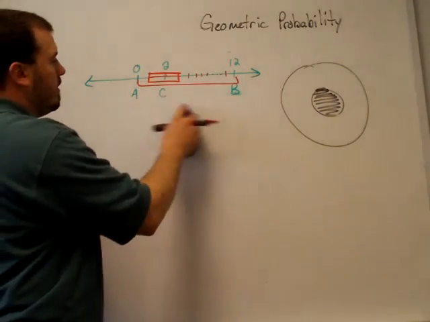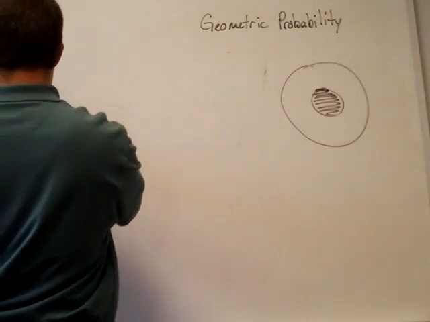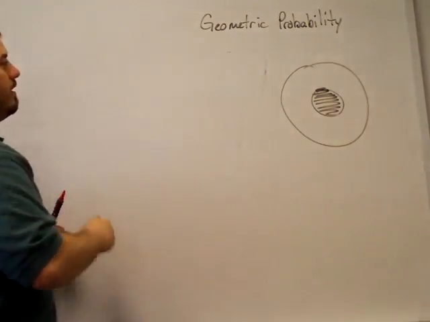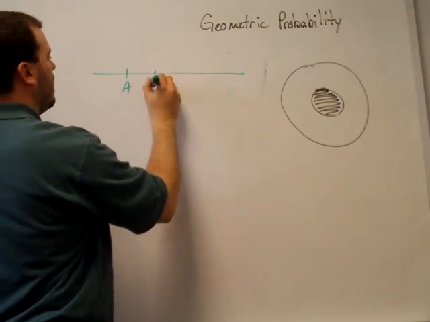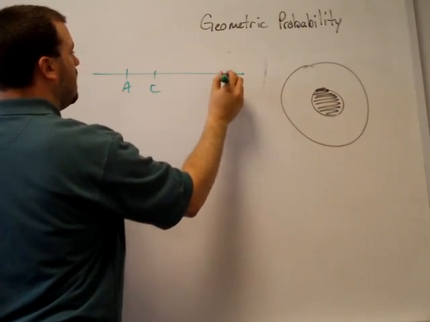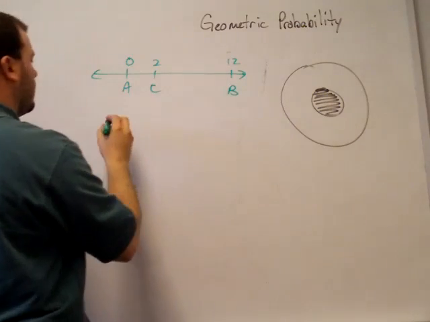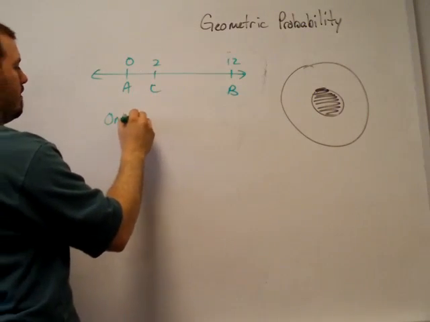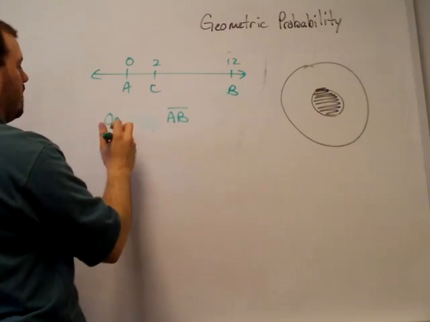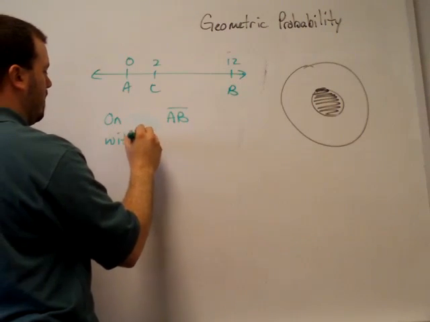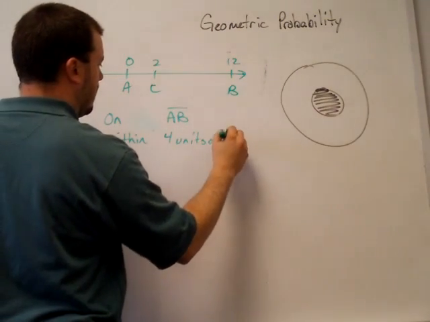There are some things we need to be careful about on this same question. If I were to ask, what's the probability that it falls within 4 units of C? So again, if we have A, C, and B on our number line, 0 to 12, so on segment AB, within 4 units of C.